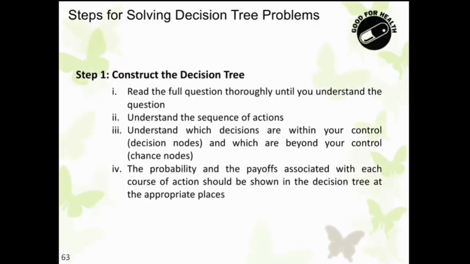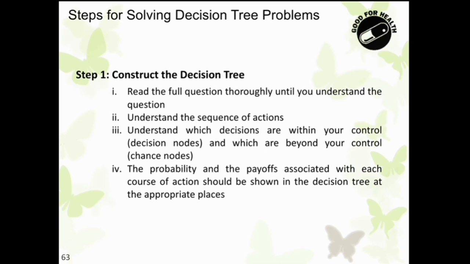Next we see the steps for solving a decision tree problem. The steps are very important. I want you to understand the steps as they are. The first step is going to be constructing the decision tree. But under that general step, there are going to be many sub-steps or activities which we need to follow in the given sequence. The first one is to read the full question thoroughly until you understand it, because this is one problem which you cannot solve without understanding the question. Unless you understand the question, you won't be able to solve. Even if you try to solve, you will end up getting the wrong answer. So that is the first one.